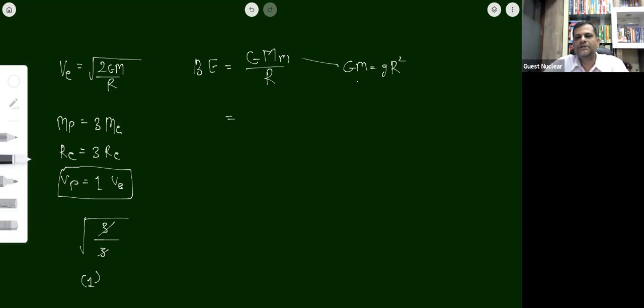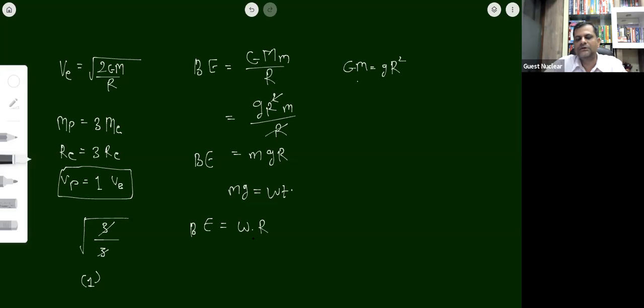So if you replace this value here, then we can get this as g into R square into small m upon R. So that is R just gets cancelled. And what we are left with is mgR. Okay, so this is going to be the binding energy of a satellite or any body which is kept on the Earth's surface. But here we can see that this mg, what does it stand for? It is nothing but the weight of the body. So if you put it here, then we can get this binding energy to be simply equal to weight into radius of Earth, correct?